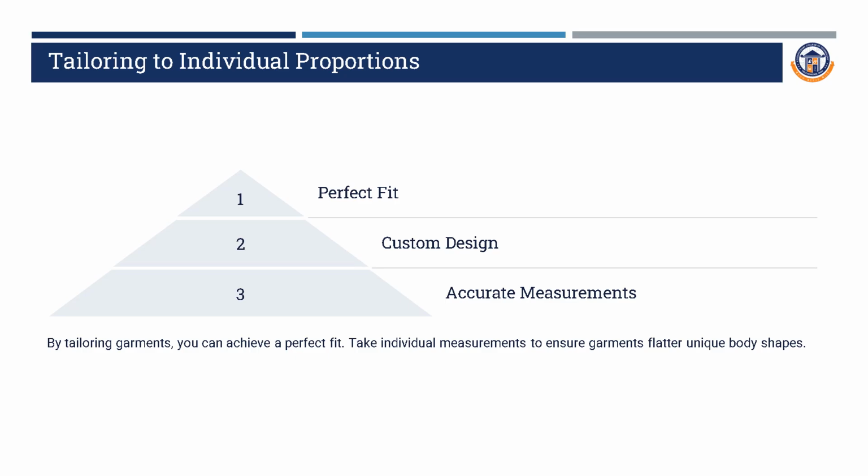Tailoring to individual proportions. There are two major tailoring facts to be considered. One is perfect fit, another one is accurate measurement. Perfect fit, you will have custom fitted garments, improving the style and comfort. Accurate measurements are essential for bespoke fashion and couture tailoring. A good example is a well-fitted blazer, which requires precise shoulder, chest and waist measurement for a polished look.